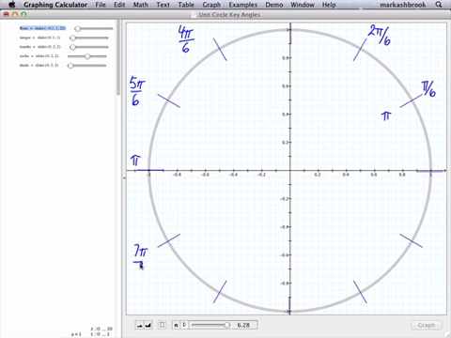7 pi over 6. 8 pi over 6. Bottom of the circle. Is it right? 9 pi over 6. Yeah, 3 pi over 2. So 9, 10, 11, 12. Does it make sense? 12 pi over 6. Why does it make sense? 2 pi, we know, is the full number of radius lengths around the circle.